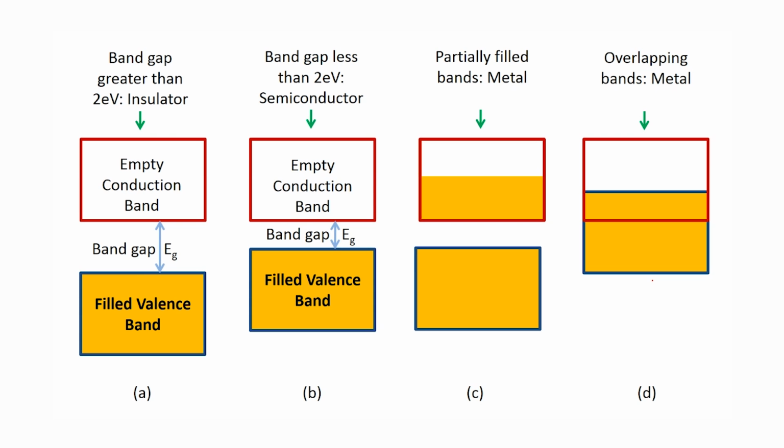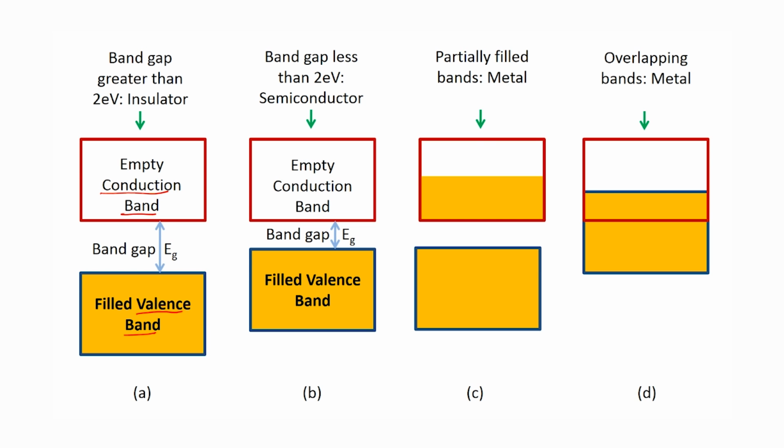If you look at it from the perspective of a band diagram, the kind of band diagram we are used to from high school days, there is a valence band and there is a conduction band. We typically explain the material properties using these two bands. At least for insulators and semiconductors, we talk of a filled valence band and an empty conduction band.